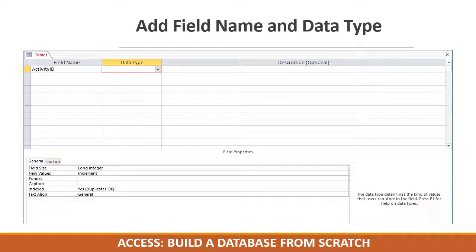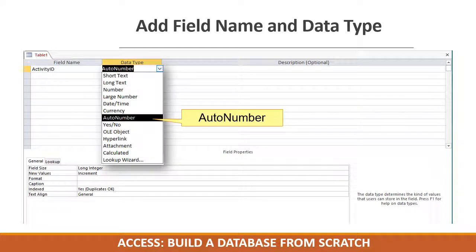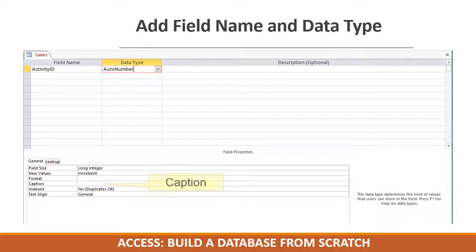Then I choose the data type, in this case auto number, so each record generates a unique number to identify it. Because some of my users are not familiar with databases, I can choose to show the field name in sentence case with spaces to make it a little more user-friendly. To do this, I add a caption to it under Field Properties.